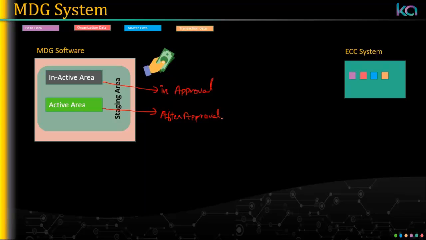To make it simple, you applied a leave request. The request is there with your manager. He did not take any action. The request will be there in the inactive area. He took an action, say approved, then the request will be available in the active area. MDG comes with these two, active and inactive areas.